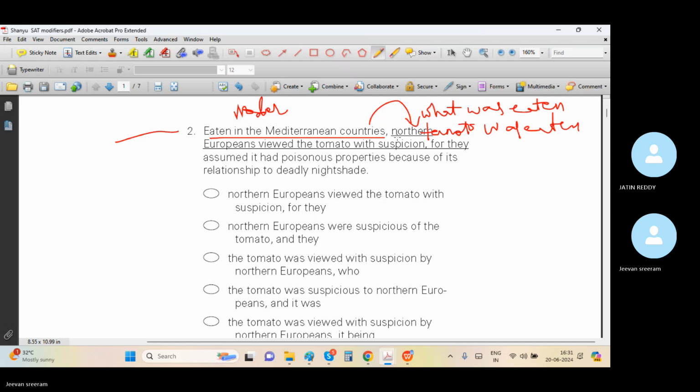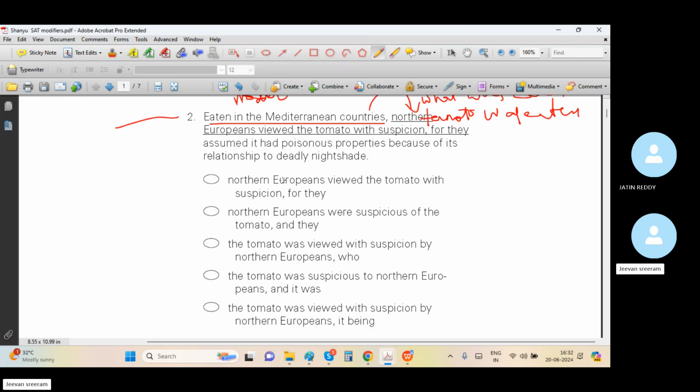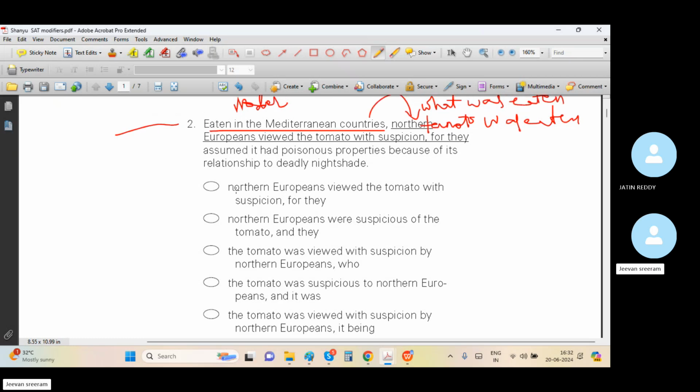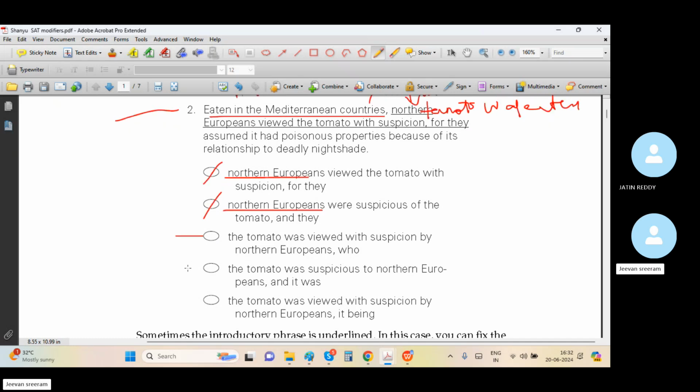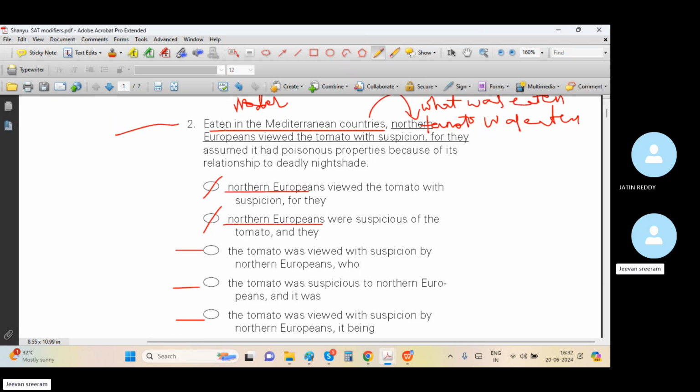So if you come across any phrase in the beginning of the sentence, immediately next you should write what it is actually talking about, what the firstly written phrase is talking about. So the phrase eaten in Mediterranean countries is actually talking about the tomato. So that tomato must immediately follow this phrase. Out of the answer choices, we got the underlined portion from here. In the first option, it is the same Northern European, so eliminate this. The second option also started with Northern Europeans, so I can eliminate this, right? Instead of Northern Europeans, I need tomato. So I got tomato following the phrase eaten in Mediterranean countries.